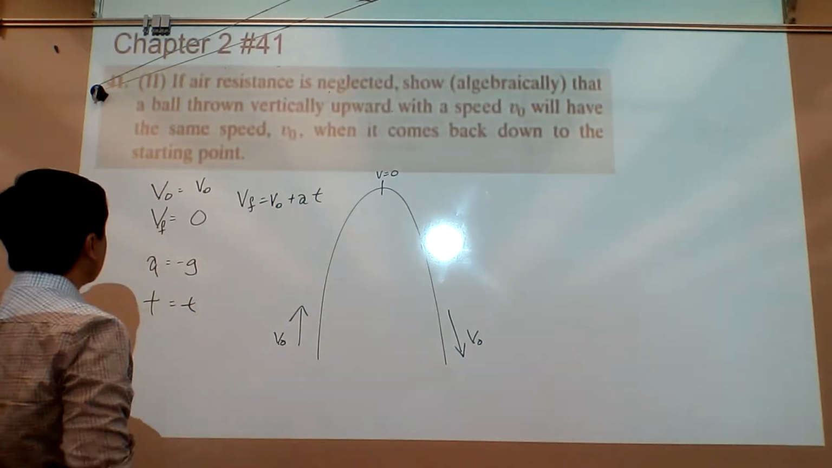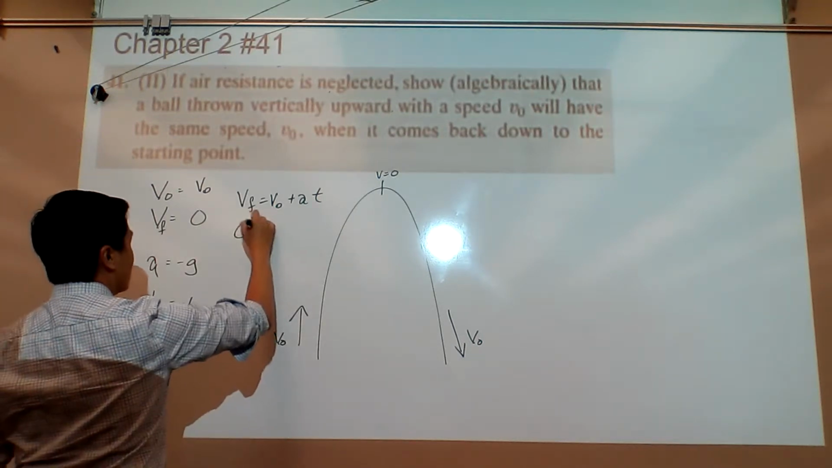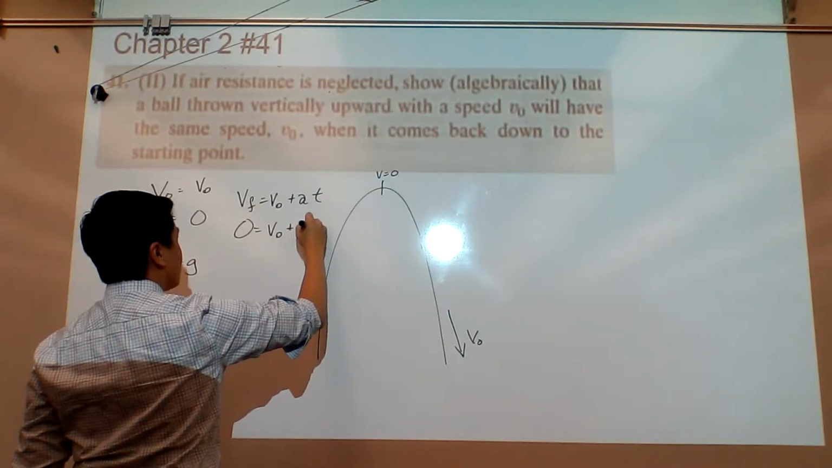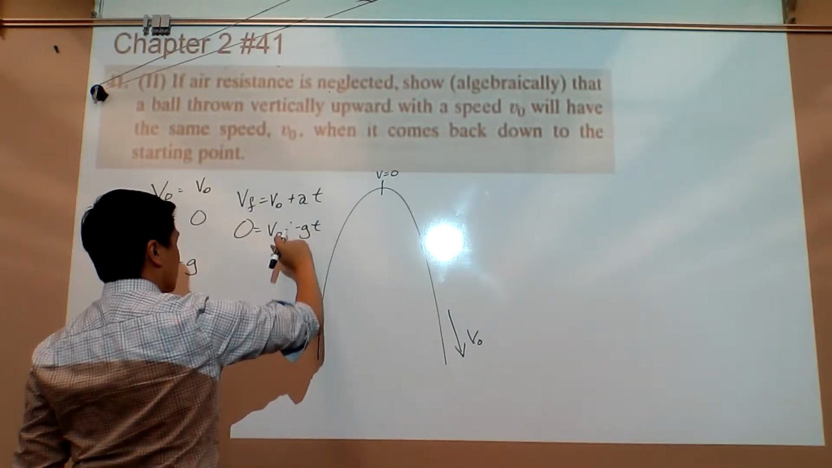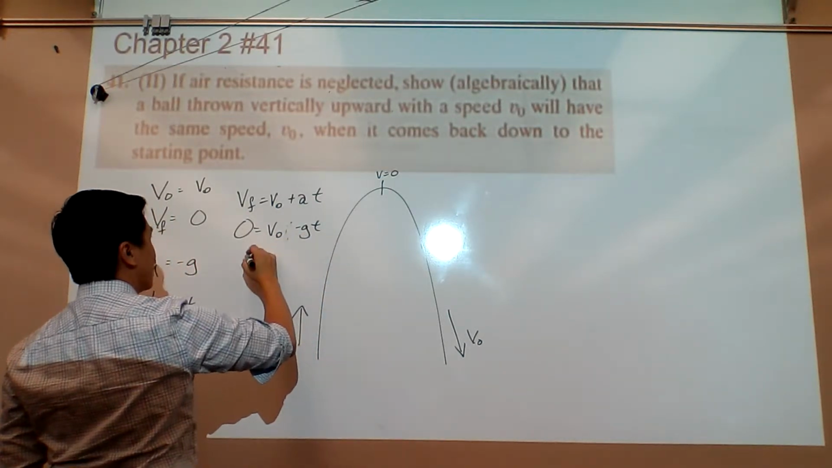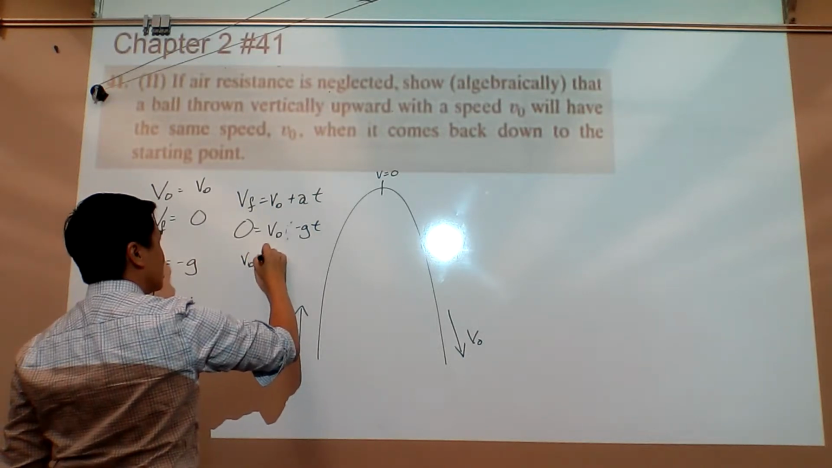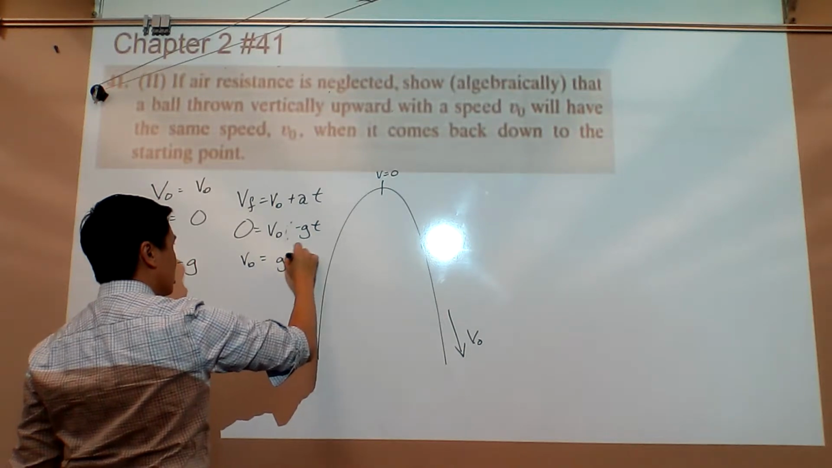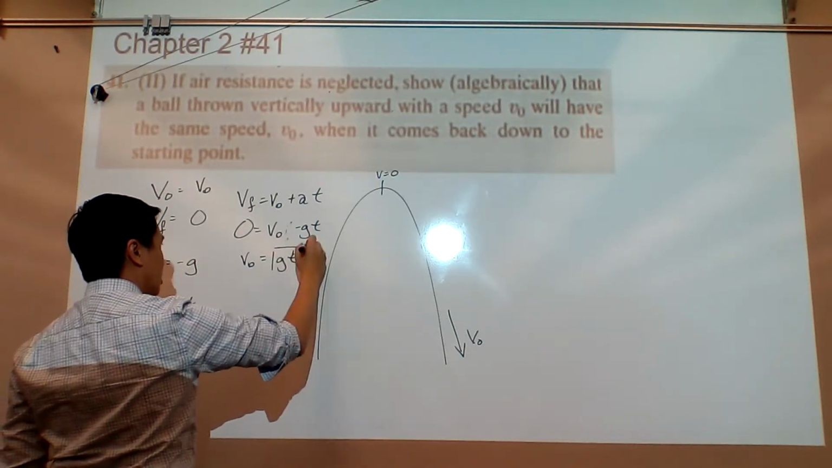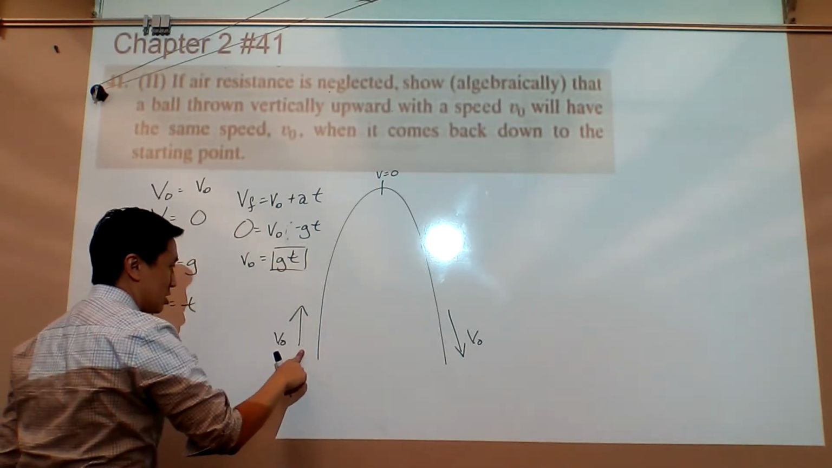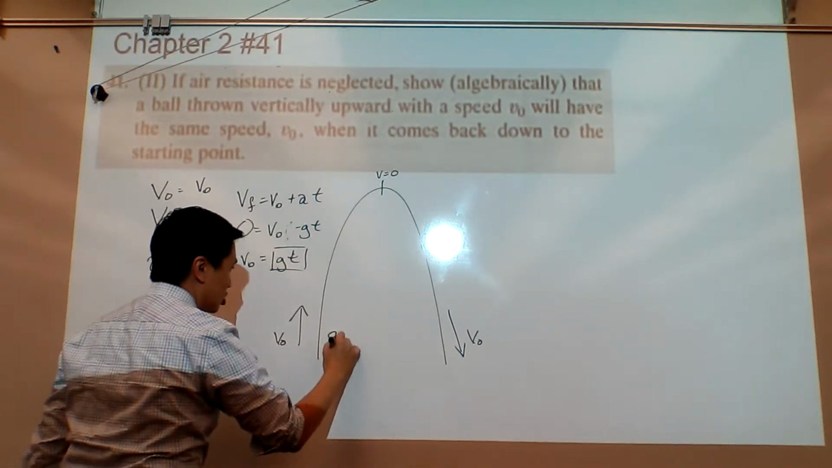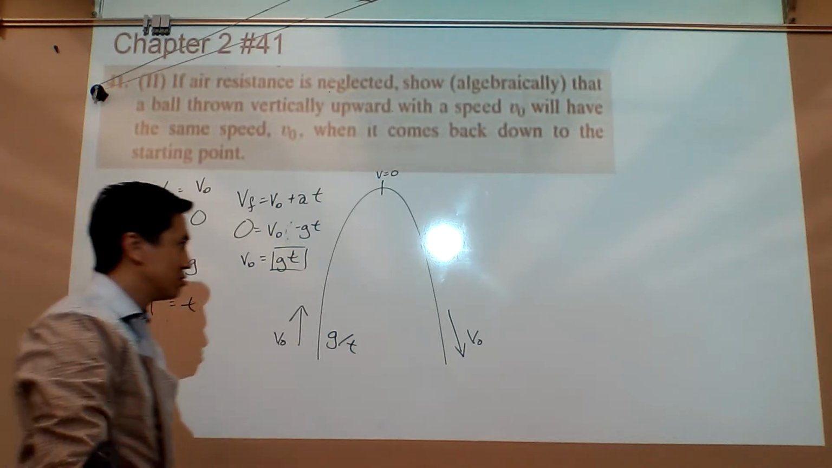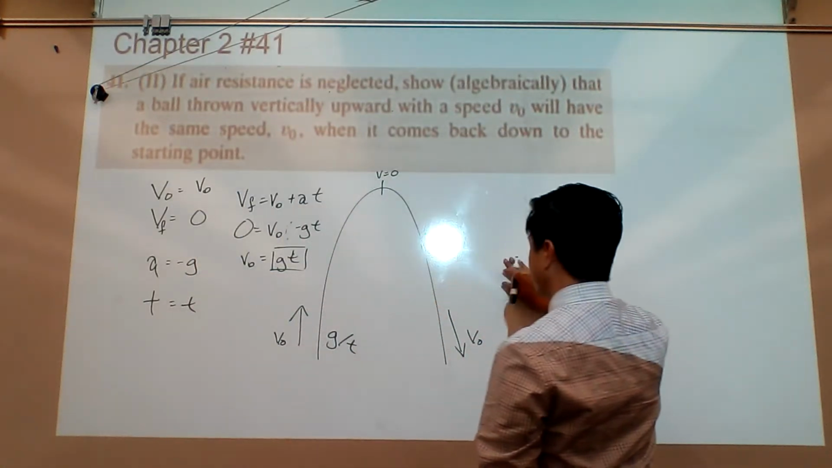So that means 0 is equal to V naught plus negative GT, or minus GT, fine. That means that V naught is equal to, I'm just going to move the V over, GT, right? Okay, so we know that this velocity is G times T. Pretty good. That's the change. So now let's go over here.